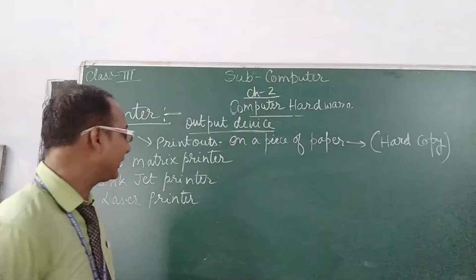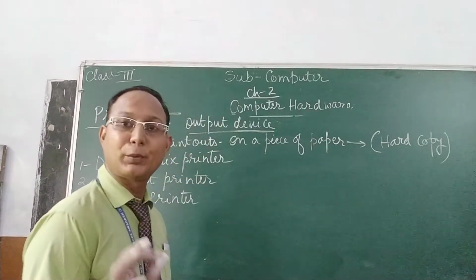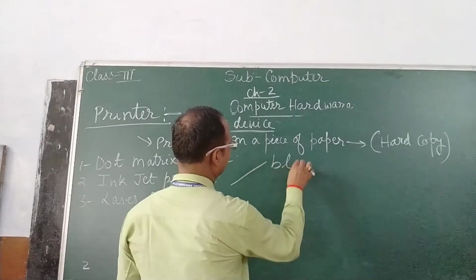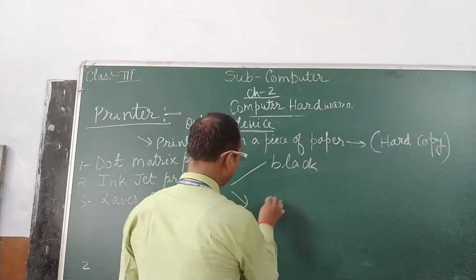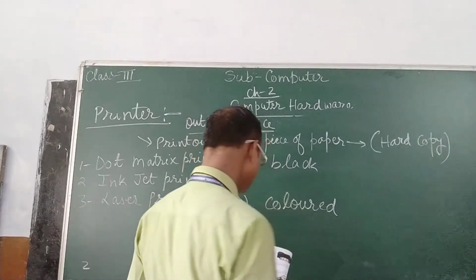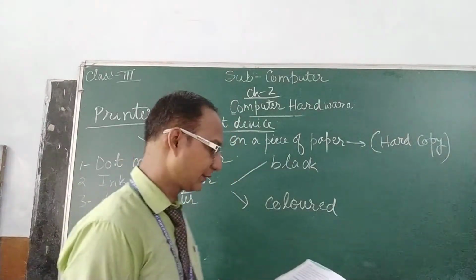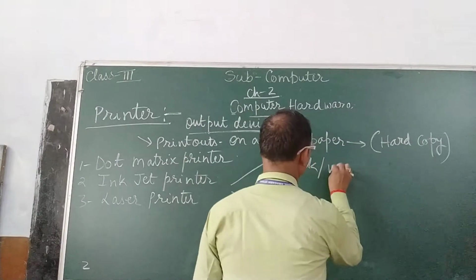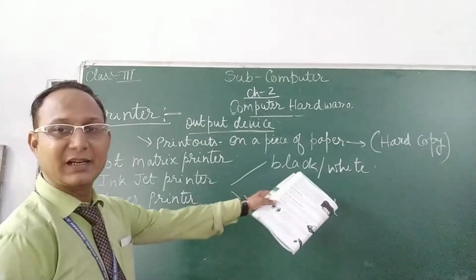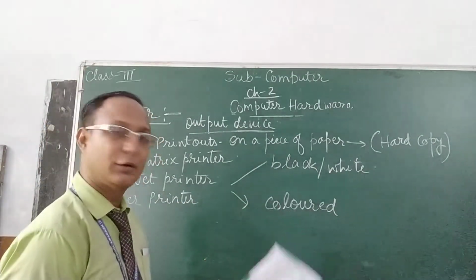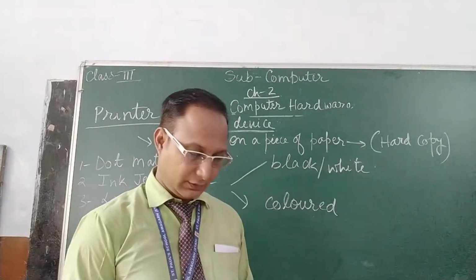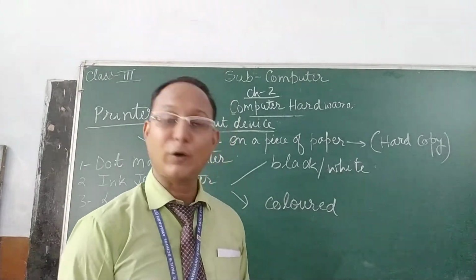Secondly, any printer can give us both types of printout. We can take different types of printout. One is black, second is colored. So output from this printer can be seen either in black and white or colored. Okay? Understood? Okay students.